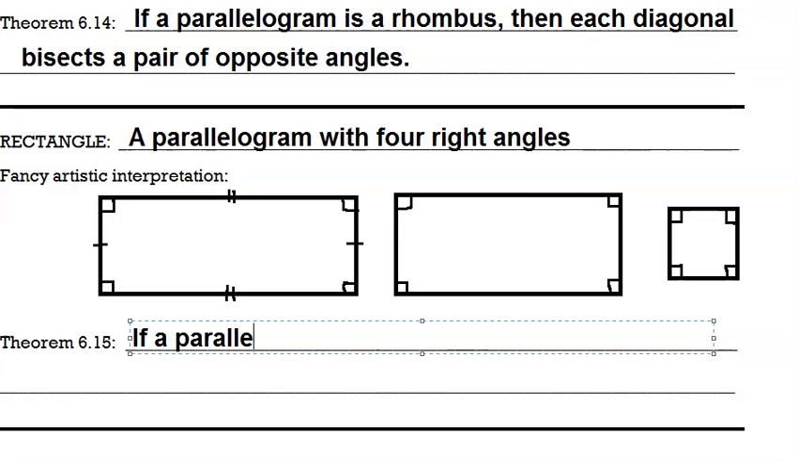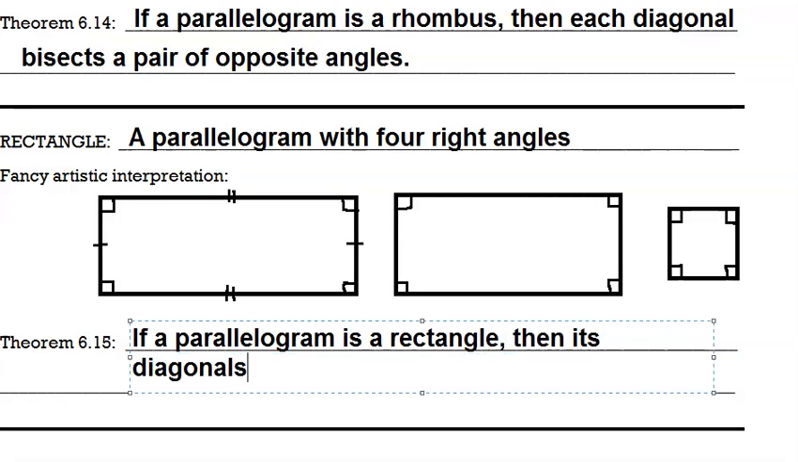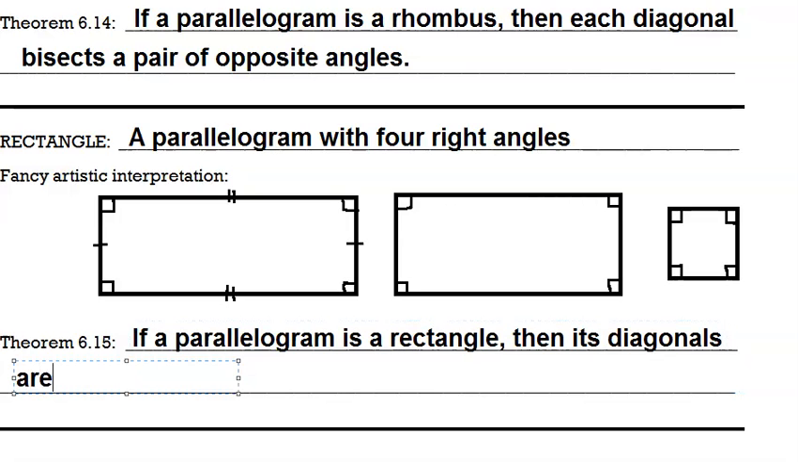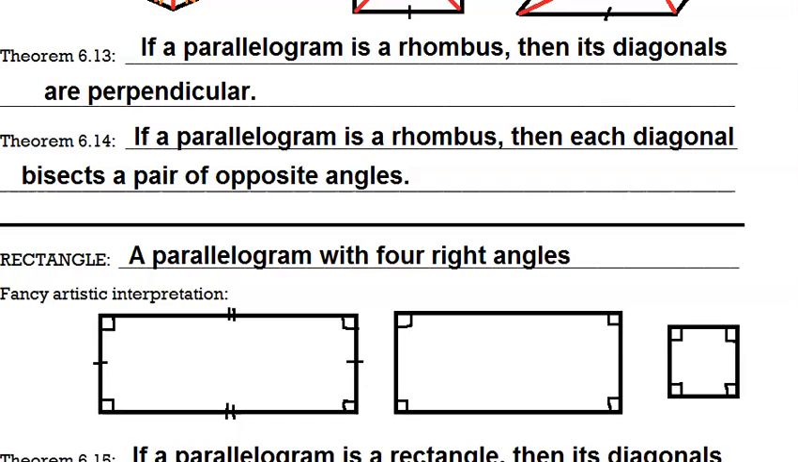So if a parallelogram is a rectangle, then its diagonals, so we're kind of doing the same thing we did before, if it is a rectangle, then its diagonals are congruent. Now, if you're still writing, you can pause the video for a second, but I just want to go up and show you a picture here.